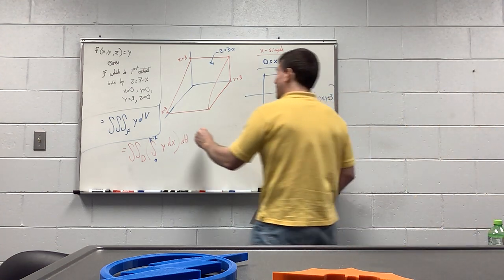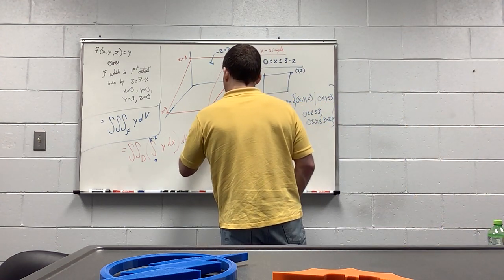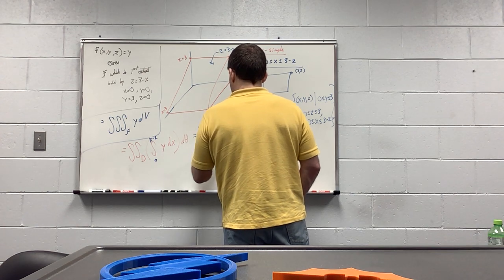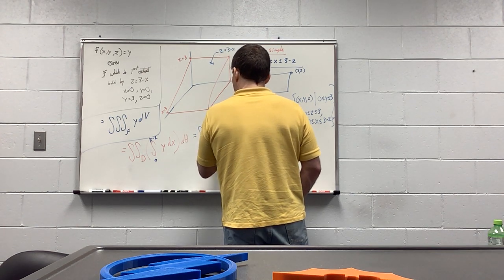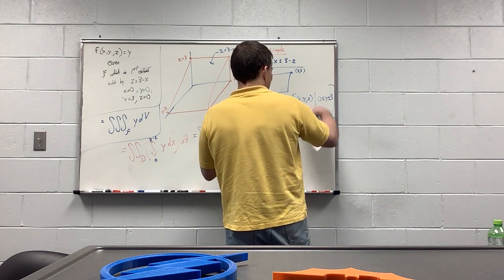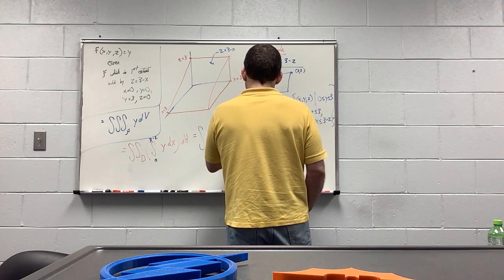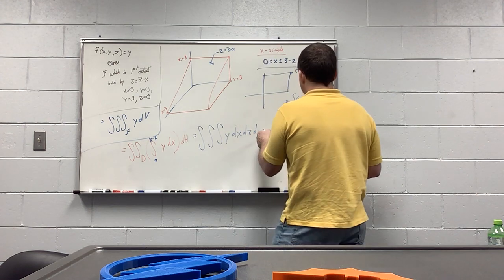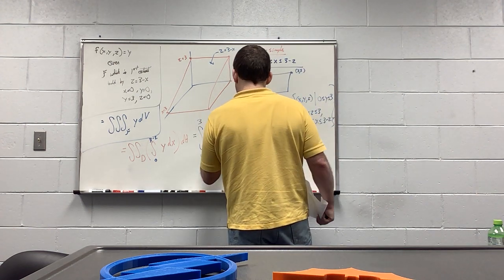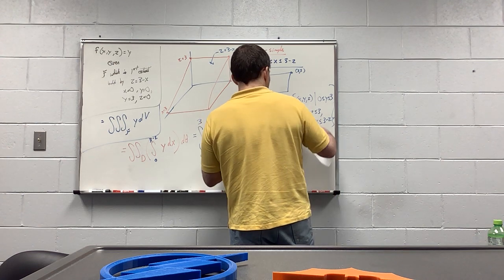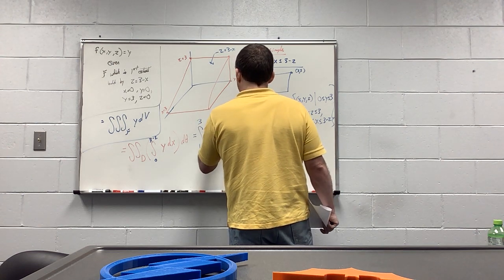So now I can set up my triple integral. Let's see. That will be a function of y. We said integrate with respect to x first. Then if I do these in reverse, it will be z, then y. Limits on y are 0 to 3. Limits on z are 0 to 3. Limits on x are 0 to 3 minus z.